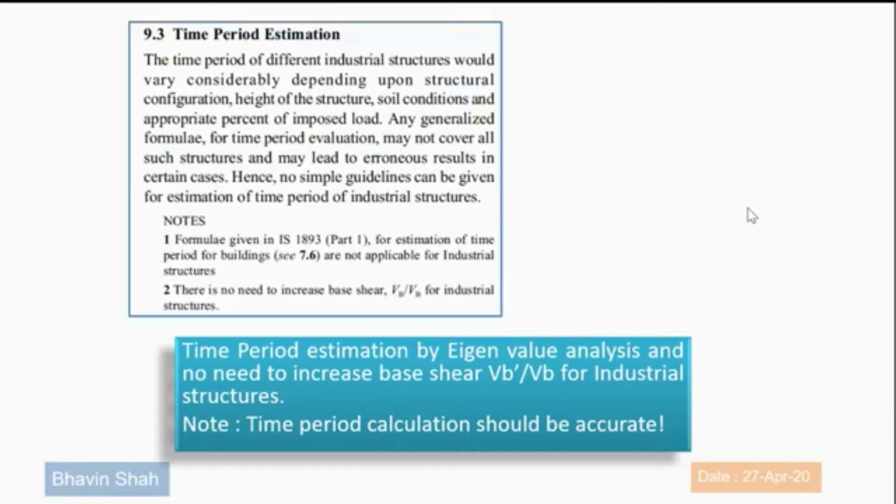In my opinion, whatever model we create should thoroughly represent the distribution of mass and stiffness. Then we will be able to reasonably estimate the time period of the structure. If there is any error in estimating, say, the time period of the structure, then the design may err on the conservative side or it may err on the unconservative side. So I think this is a very important clause when we talk about dynamic analysis.